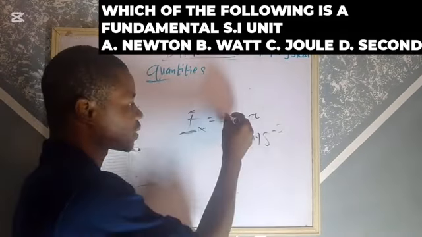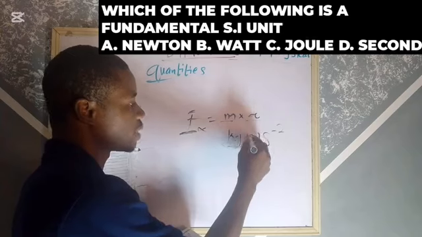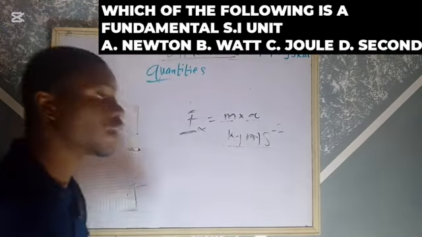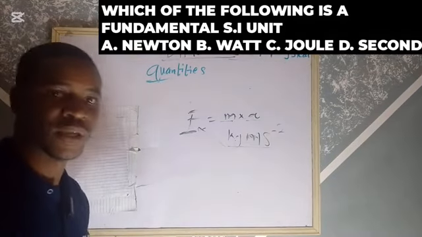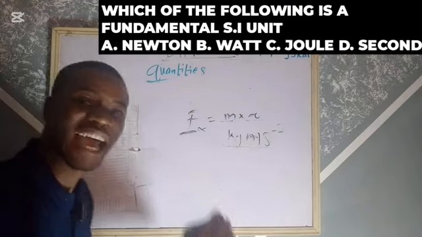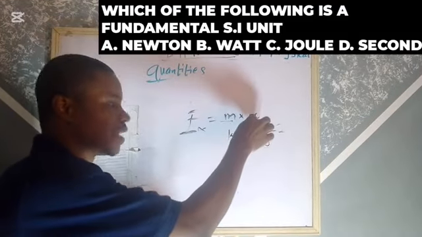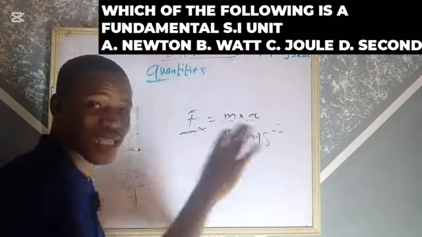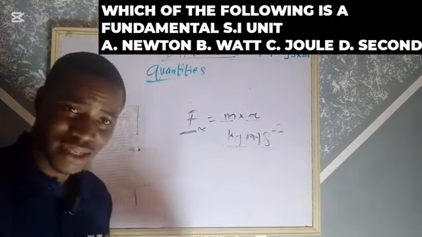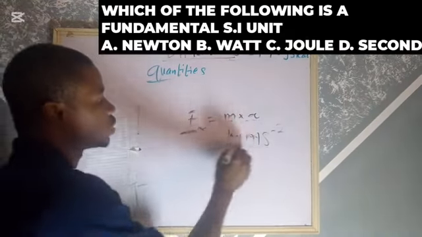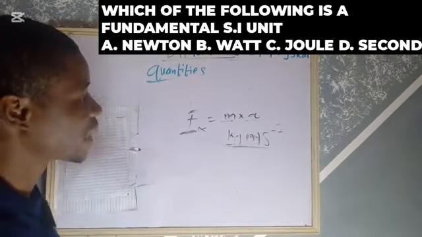The unit of mass is kg. The unit of acceleration is meter per second square. If you combine them together, it gives you kilogram meter per second square. That makes it a derived unit because it's gotten from the combination of the unit of mass and the unit of acceleration. For those that say I don't understand, are you getting it now? So that is it. So this is not a fundamental unit.